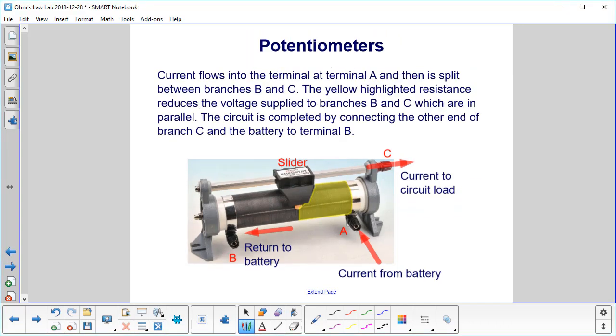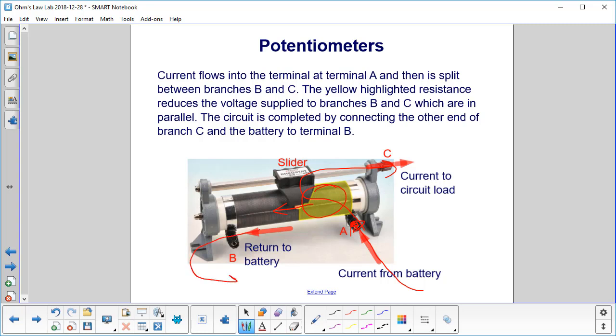A little more detail on what happened on the previous slide. Once again, we have current coming from the battery here at a fixed voltage. It then splits between branches B and C. But what happens with the yellow resistance here? That will reduce the voltage supplied to both branches, and those branches are in parallel. So we have some current going this way and some going this way, which means you have a parallel operation between the AB path and the BC.